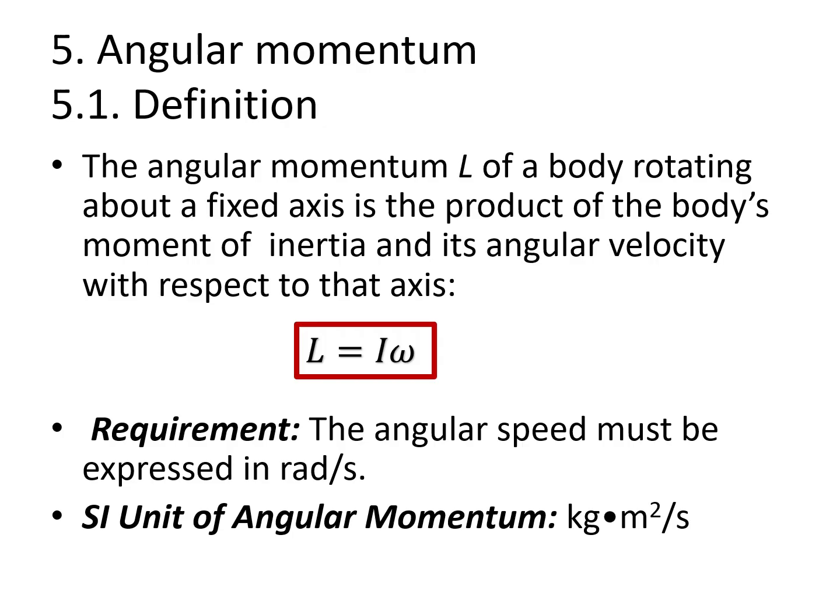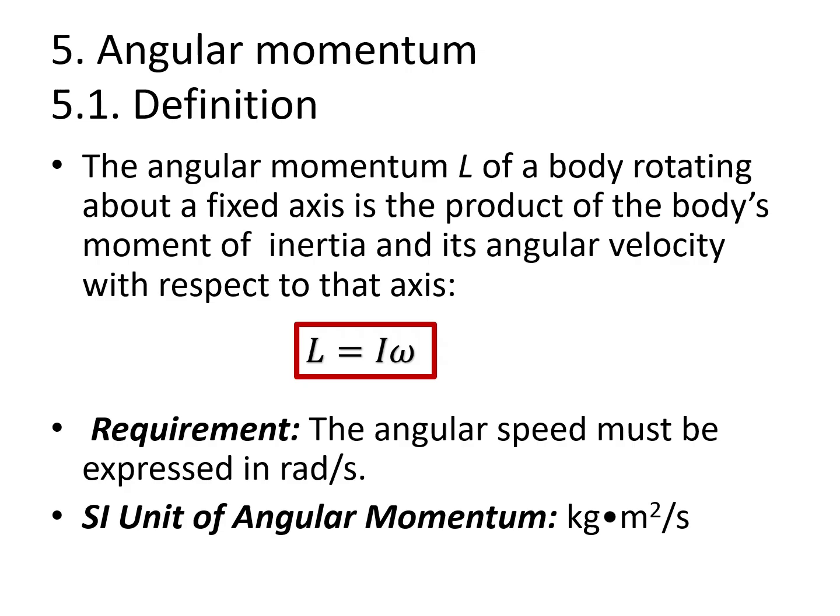Angular momentum is the rotational version of linear momentum. In linear momentum, momentum depends on mass and velocity. In rotational motion, angular momentum depends on moment of inertia and angular velocity. The equation on this slide tells us that angular momentum equals moment of inertia times angular velocity. Here, the angular momentum tells us how much rotational motion the object has.